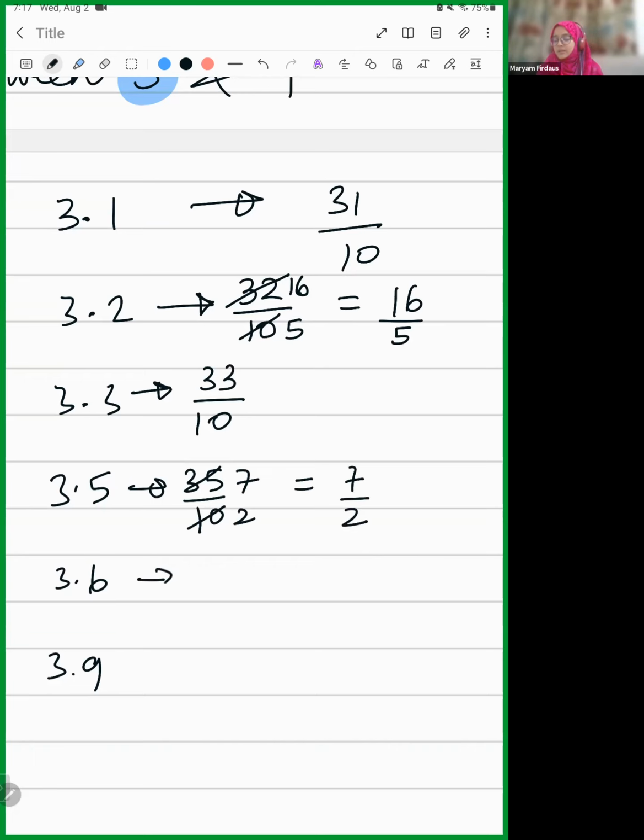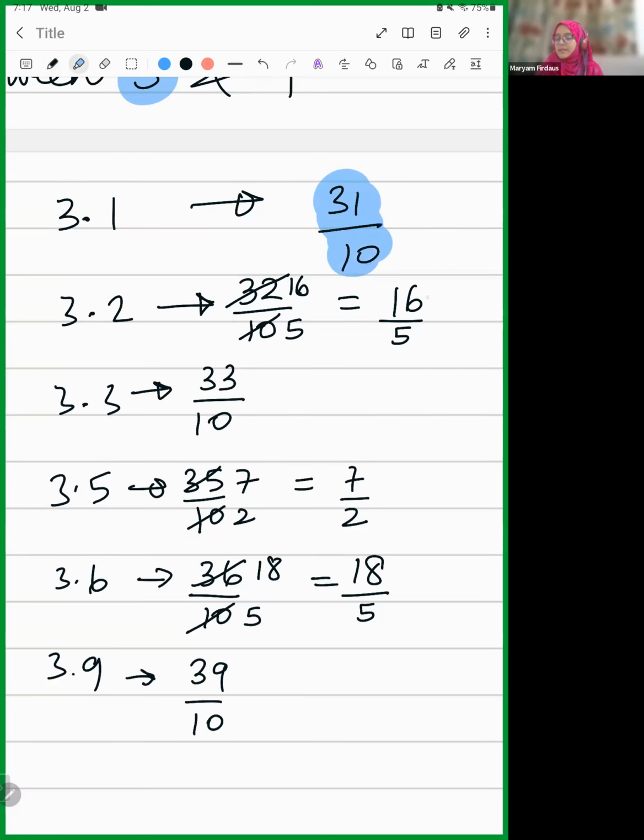3.6 can be written as 36 by 10, which is 2 eighteens are 36 and 2 fives are 10, so 18 by 5. And 3.9 is 39 by 10. This is just 39 by 10. Okay. So the 6 numbers that you have found are 31 by 10, 16 by 5, 33 by 10, 7 by 2, 18 by 5, 39 by 10.